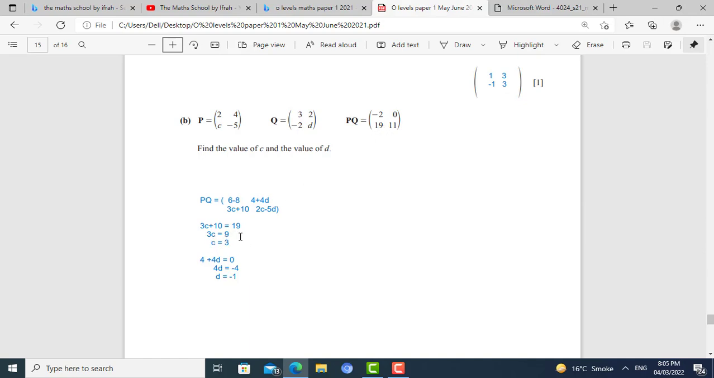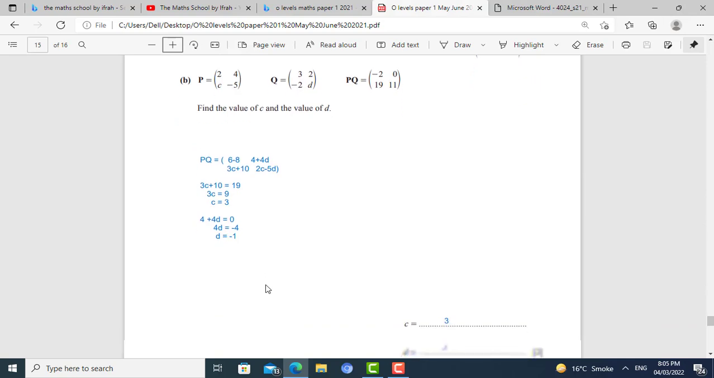3c is equal to 19 minus 10, 9, c is 3. And 4 plus 4d is equal to 0. We equate the elements in the matrix. So 4d is equal to minus 4 and d is equal to minus 1. So the value of c is 3 and the value of d is minus 1.